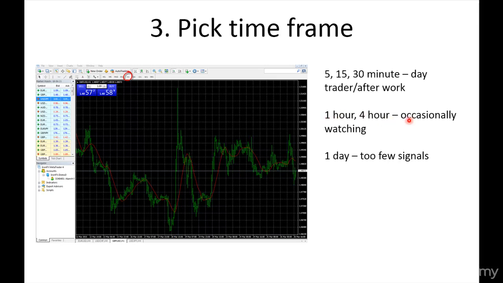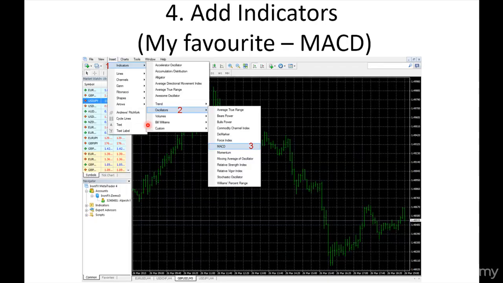Were you to click 1 hour or 4 hours, that's really for somebody who's occasionally going to be watching the markets. Maybe they've got a day job, they place a trade, then they go off, and then they make a trade later on in the day. One day, you get too few signals if you click one day, so I don't particularly recommend doing that. So for me, if I'm going to be looking at the screen constantly and deciding when to buy and sell, and I'll come to in a second how we decide when to buy and sell, I'll go by the 5, 15, or 30 minute.